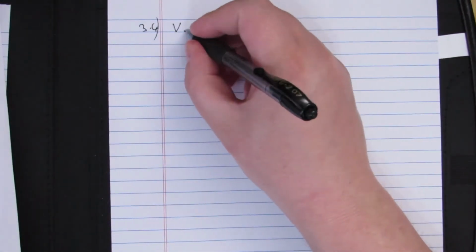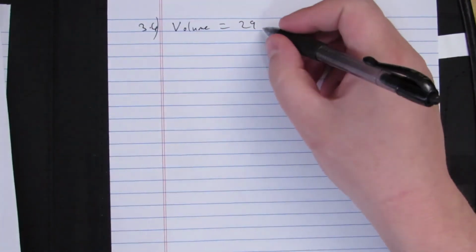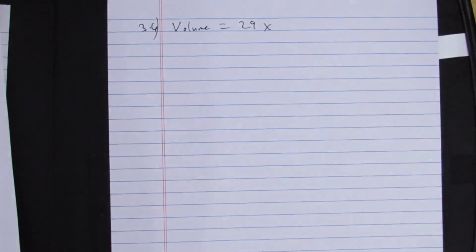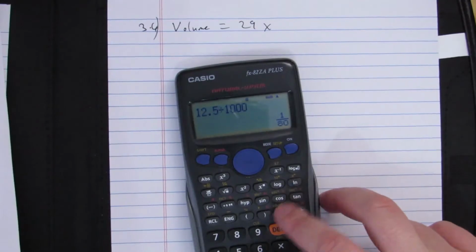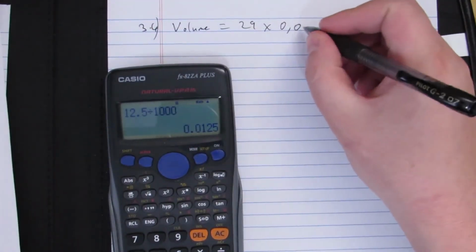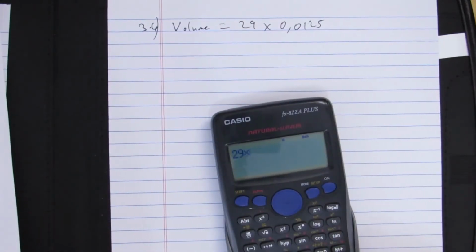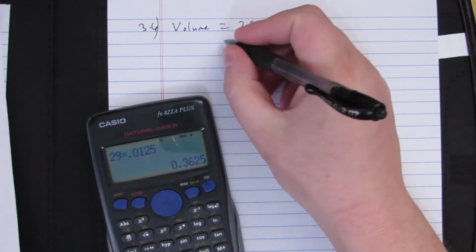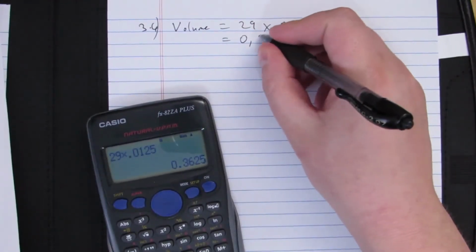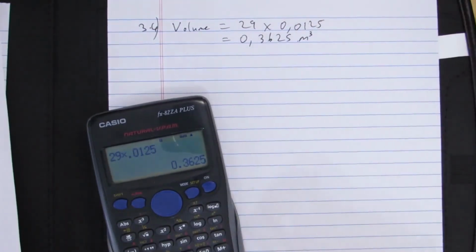First things first, I want to work out the volume of the wood required. So the volume is 29 square meters multiplied by 12.5 millimeters. We have to divide that by 1,000. So that gives me 0.0125 meters that we're going to work off there. So 29 multiplied by 0.0125 gives me a total of 0.3625 cubic meters of wood.